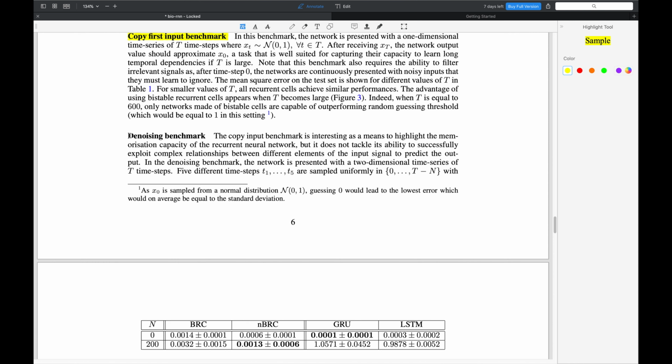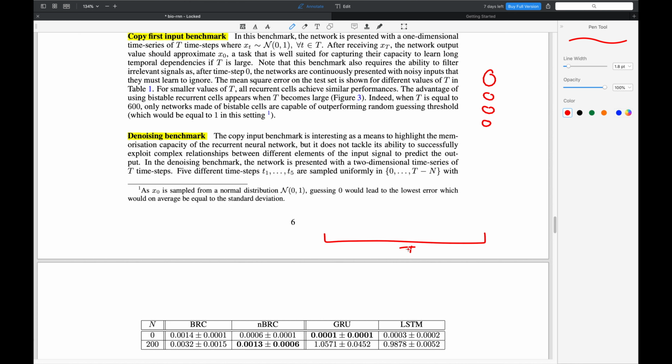So the next benchmark is called the denoising benchmark. The difference between this and the copy first input benchmark is that the copy first input benchmark is one-dimensional in its input, so it can't really show the dependence between multiple values in a higher dimensional input. So what the denoising benchmark does is that throughout the t time steps, it randomly samples 5 points.